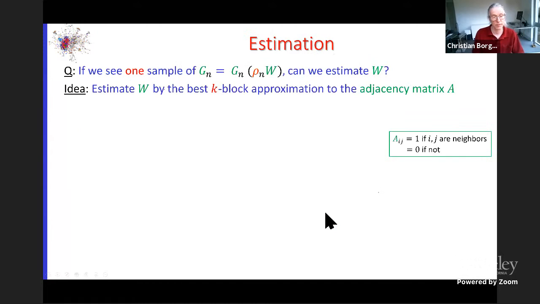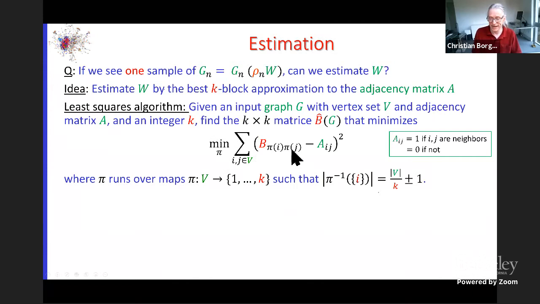Okay, so how would we do this estimation? I have a little bit of time for it. So assume we have this 1 sample. The basic idea is we want to approximate W by the best block model approximation to the adjacency matrix. Okay, so you observe your network, you average over little blocks. So you sum over all i, j in a given block, and then you minimize over the best possible alignment with blocks. And then you claim, well, this should be almost something like a low frequency estimate of your adjacency matrix, and you output that.